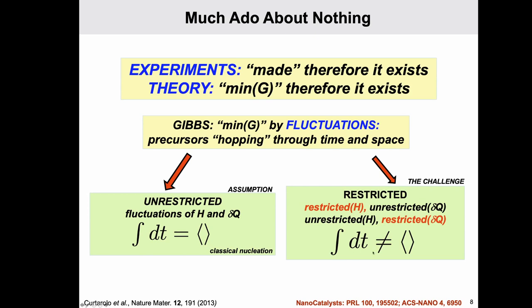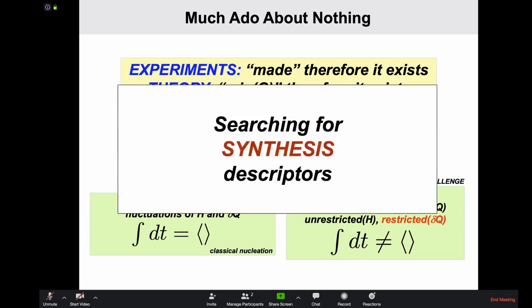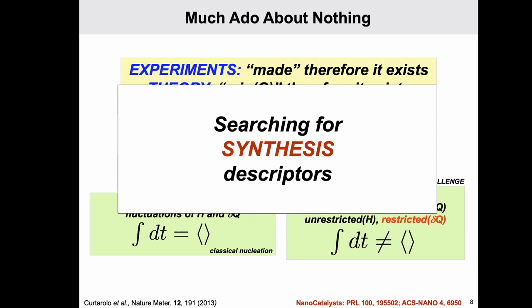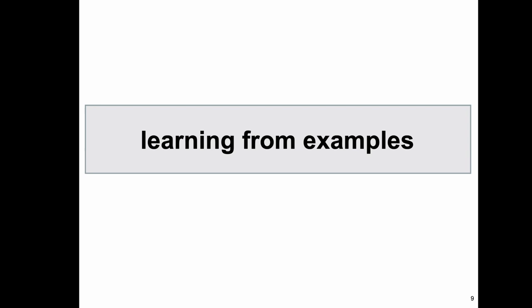They need to find descriptors, okay? Not based on statistics, but based on something that can be made. Let's check what it is. And we call this the search for synthesis descriptors, the problem of synthesizability. What does really fall? The first thing to do in this problem is learning by examples. Then we look at the phase diagrams, and we're going to see that there are things that should work and do not work. And from this example, we understand what's going on.